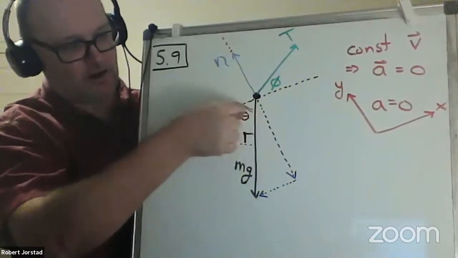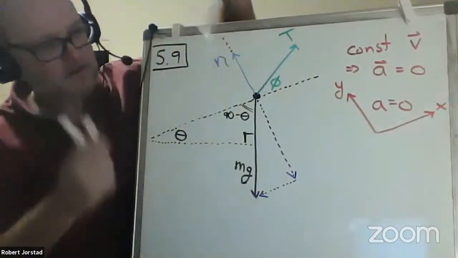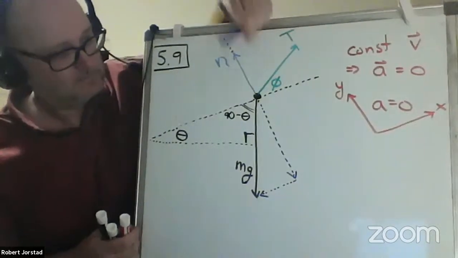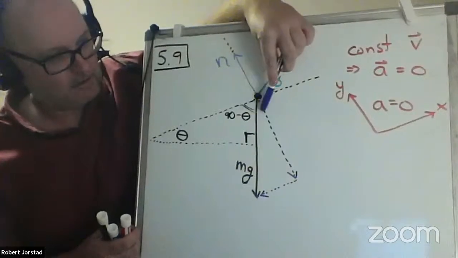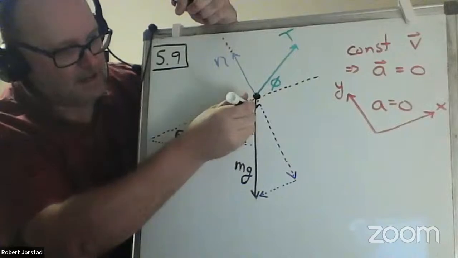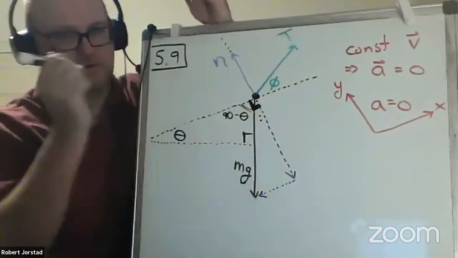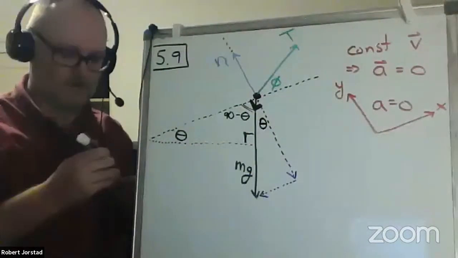Now, these two angles are also complementary. Let me get a pointer here. This angle and that angle. Right? This is a right angle right here. That is a right angle. So what's this angle right here that I drew with two dots? Theta. That's theta. So now this helps us out.